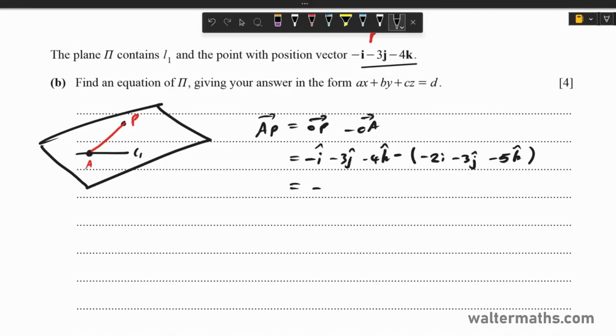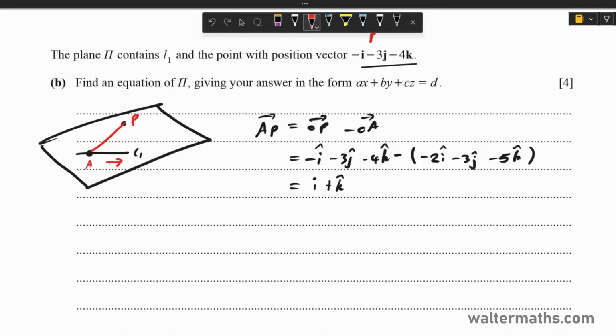This simplifies to, let me just do it, minus i minus minus 2i is i. And minus 3 minus minus 3j is 0. And then minus 4k minus minus 5k is actually k, so it's plus k. So this is what we're having for AP. All right, so we now have two vector directions. We have the AP and we also have the direction vector of the line L1. So we can actually do a vector product.